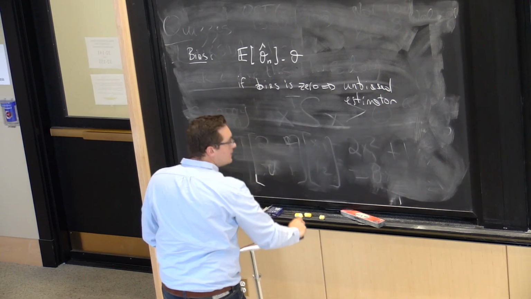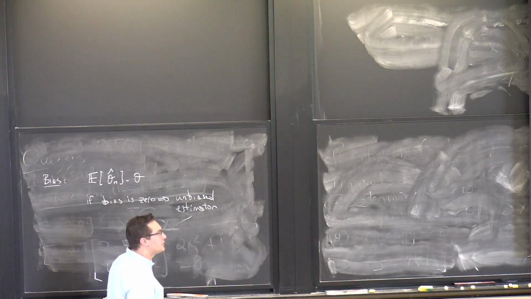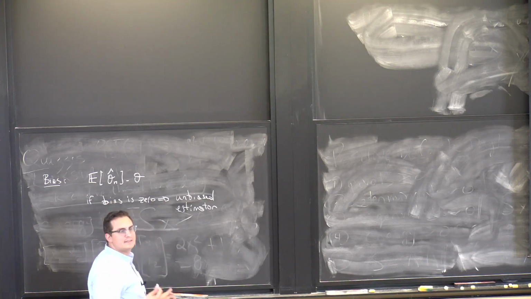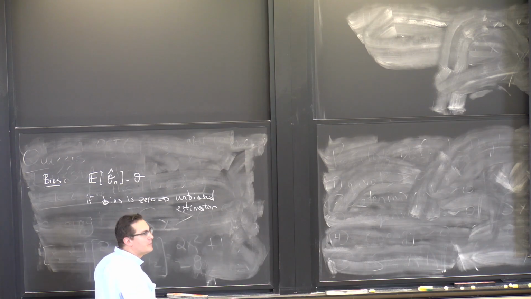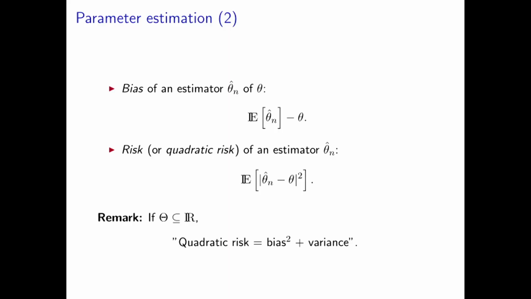Okay? So this is definitely a property that we're going to be looking for in an estimator, trying to find them to be unbiased. But we'll see that it's actually maybe not enough. All right? So unbiasedness should not be something you lose your sleep over. Something that's slightly better is the risk. So really the quadratic risk.